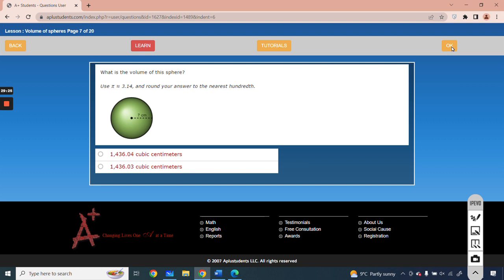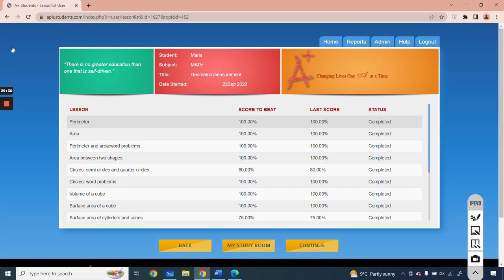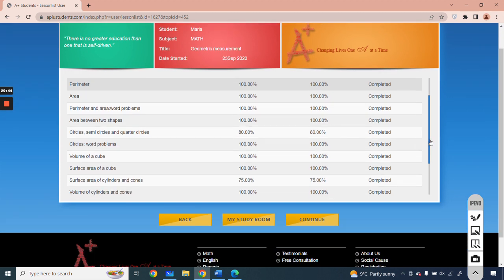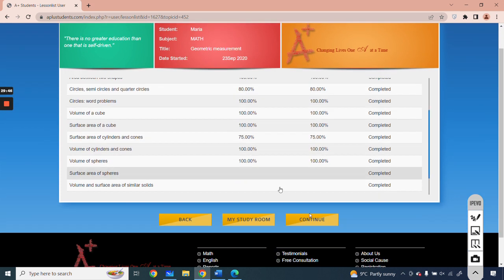So okay, you can complete the test by yourself later today. Let me just move on to the next lesson. Got it? Okay, the next lesson is the surface area of spheres. So let's just start with the next lesson, that is surface area of spheres.